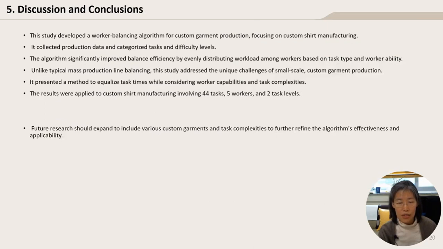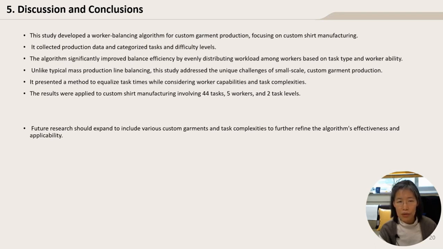This is the discussion and conclusion. This study developed a worker balancing algorithm for custom garment production, focusing on custom shirt manufacturing. It collected production data and categorized the task and difficulty level. The algorithm significantly improved the balance efficiency by evenly distributing workload among workers based on task type and worker ability.